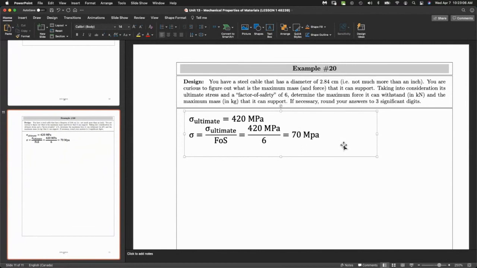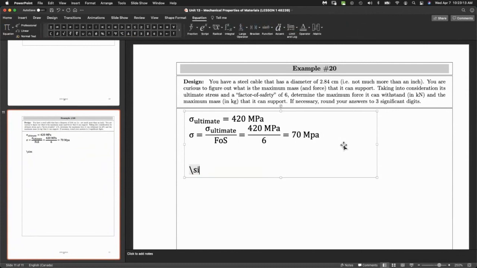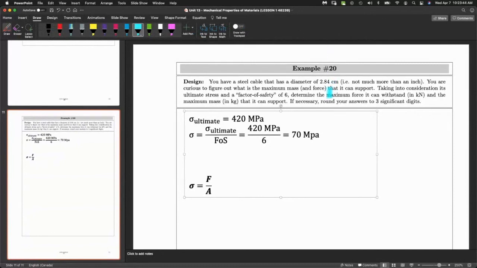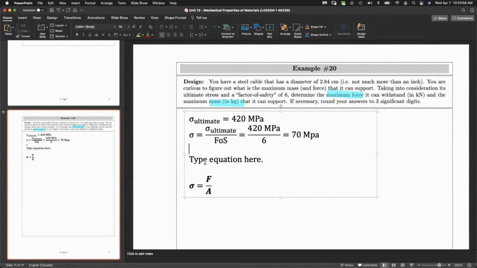What do we do next? Let me know in the chat. What should we do next? Any thoughts? That's the formula we're going to use eventually. But let me know in the chat. What do we do next? We're trying to calculate the force. See that? We're trying to calculate the force here. So if we're trying to calculate the force and the mass as well, then we should find out what the area is, because the area is the next thing.